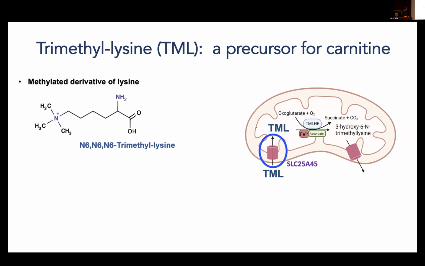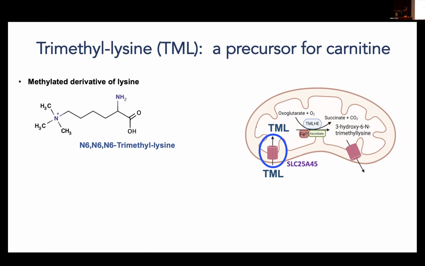It's interesting that we mostly take in carnitine from food. Food is the major source. Close to 75% of the total carnitine in our body comes from food, and 25% comes from de novo synthesis.